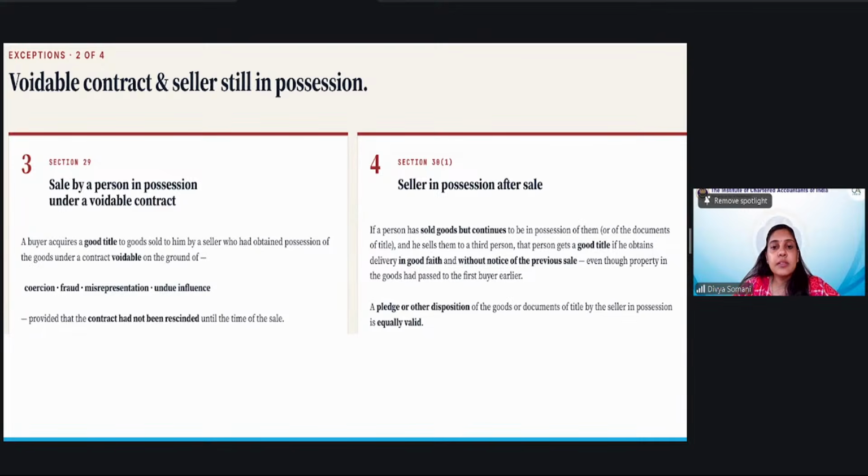Voidable contract: where the consent is not free, it is void at the option of the aggrieved party, not either party. It is voidable at the option of the aggrieved party whose consent is not free. What are the cases you might have read here? If you remember, coercion, undue influence, fraud, misrepresentation. Any contract made because of these is considered a voidable contract, because at any point of time this contract can be cancelled.